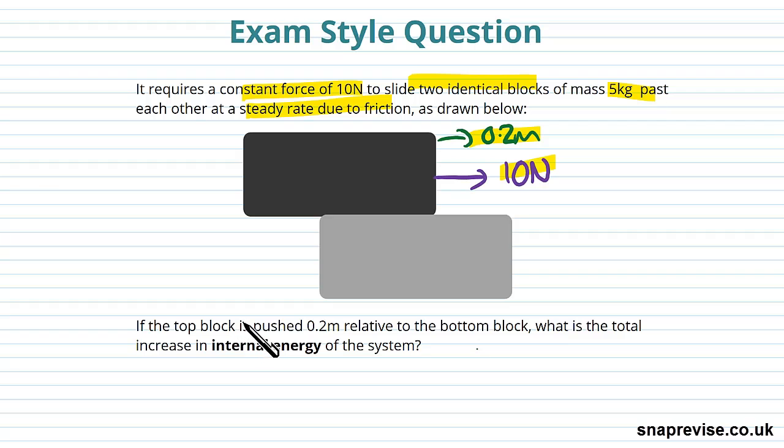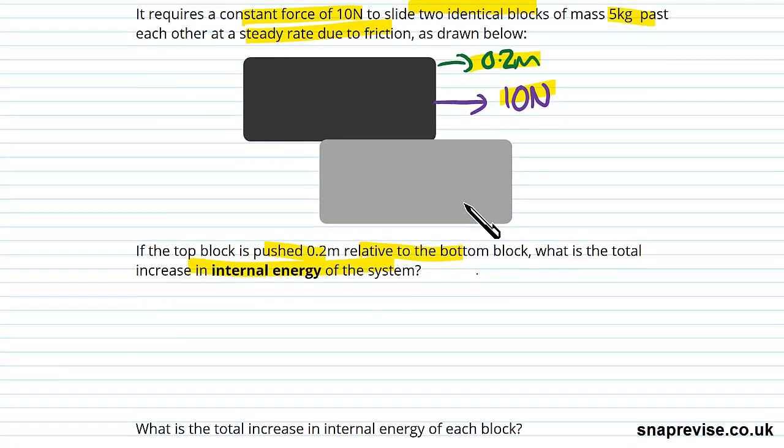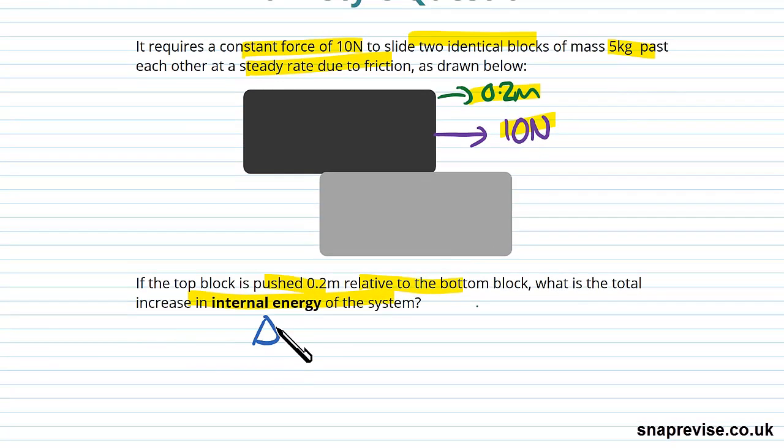If the top block is pushed 0.2 meters relative to the bottom block, what is the total increase of internal energy of the system? Well, this just requires us to use conservation of energy and the first law of thermodynamics, which we don't really need to do. We can just write down what's going on.